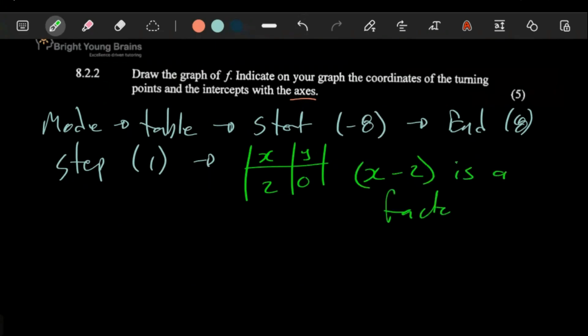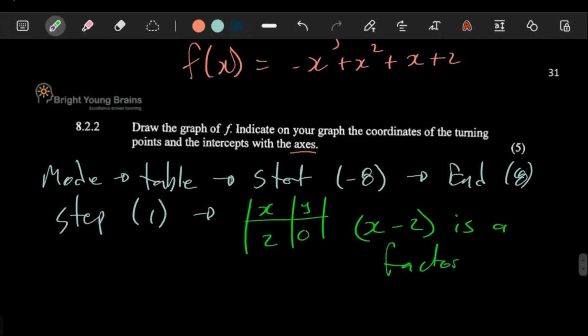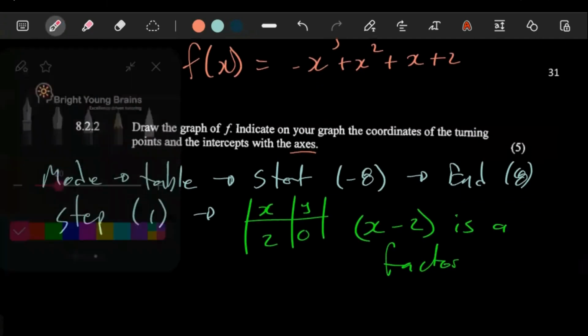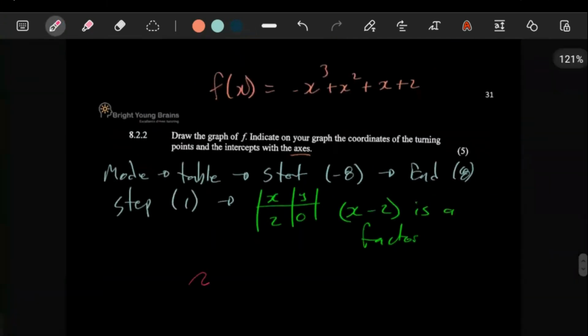As long as we know that, you can use synthetic division to factorize your cubic function. This is how you use synthetic division to factorize your cubic expression. You're going to say x minus 2, and then you're just going to put something like this. It looks like we're going to do long division, but we really are not. Let's not do anything complicated.